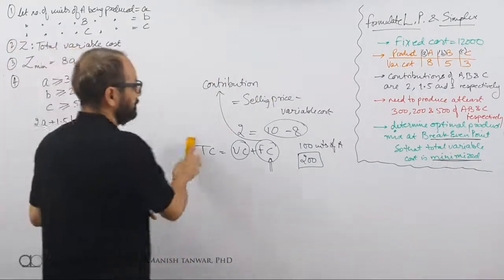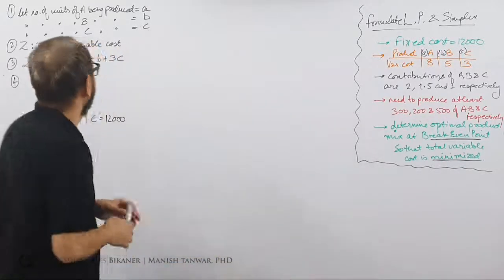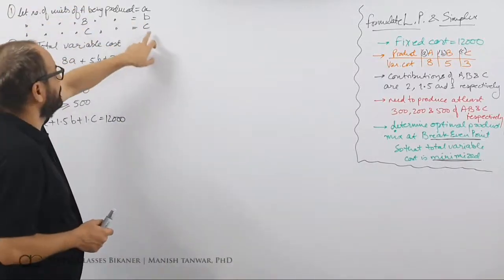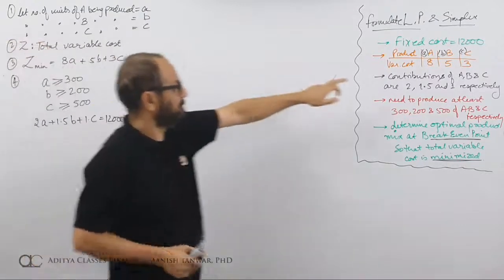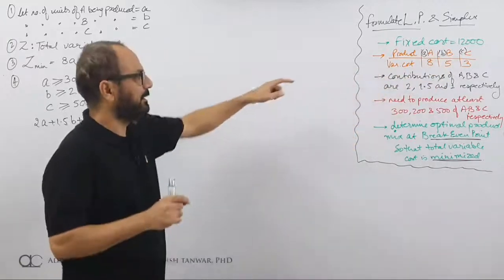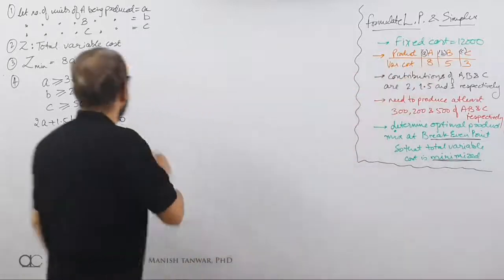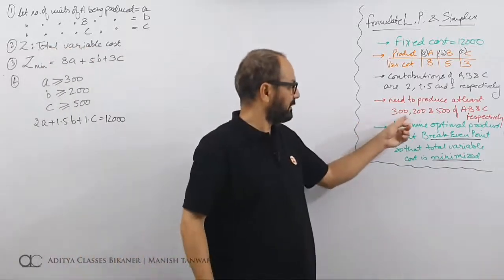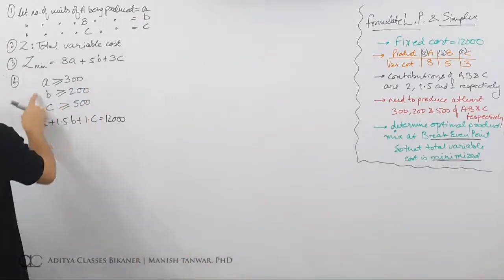So, this is my formulation of the given problem. What is the formulation? Let number of units of A being produced A, B and C, and Z is total variable cost. Z becomes 8A plus 5B plus 3C, variable cost, individual variable cost per unit. If I add them all, 8A plus 5B plus 3C, it becomes total variable cost. Then there are constraints. Need to produce at least 300, 200 and 500 of A, B and C.